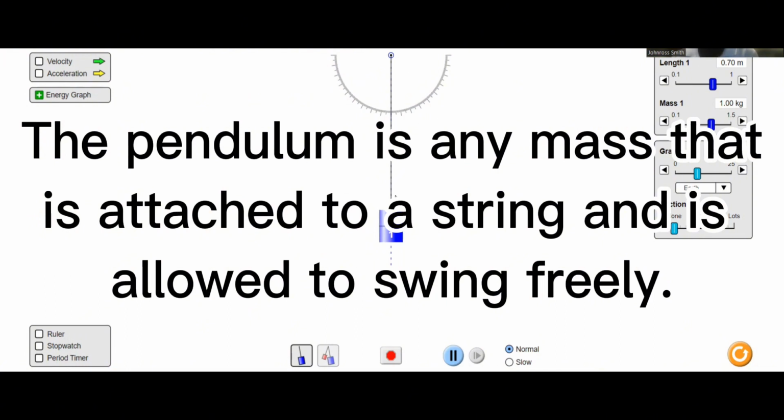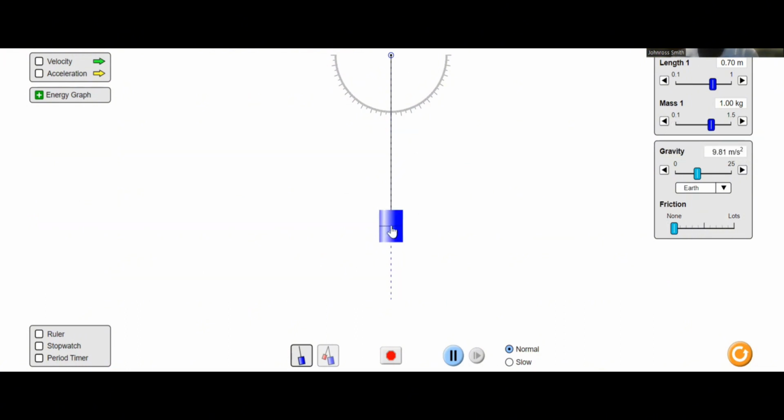So here we have a simulation that demonstrates a small mass attached to a string that is fixed at the point at the top here. Therefore, if we move this mass to an angle, on any side, left or right, and we release it, it oscillates around the rest point, which is the dotted line.